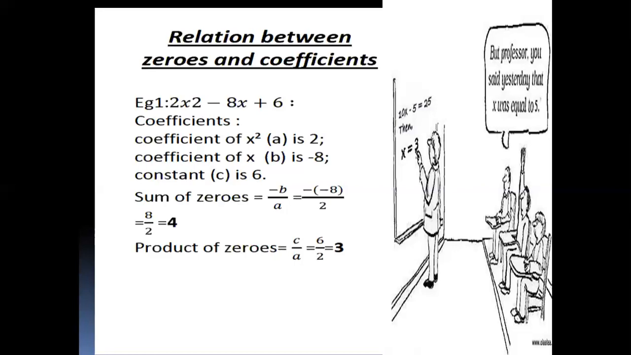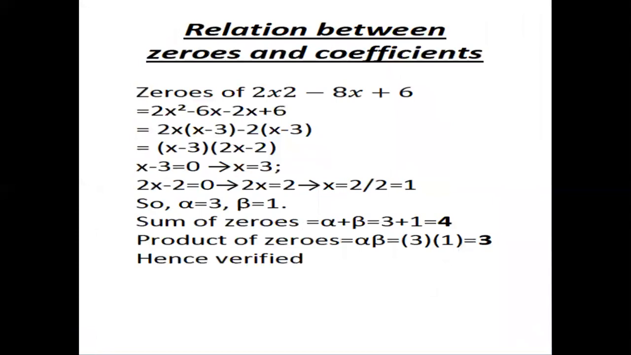So now let us check whether this relation between the zeros and coefficients is the same or not. Let us verify it. Factorization I have already explained in the previous first module. So 2x square minus 6x minus 2x plus 6. So that is 2x into x minus 3 minus 2 into x minus 3. That is x minus 3 into 2x minus 2. So the first x value is 3. The second, 2x is equal to 2, so x is equal to 2 by 2, which is 1. So here we take one x as alpha, that is 3, and the other x value 1 as beta.